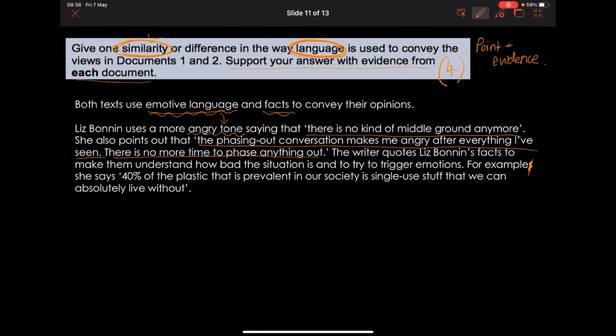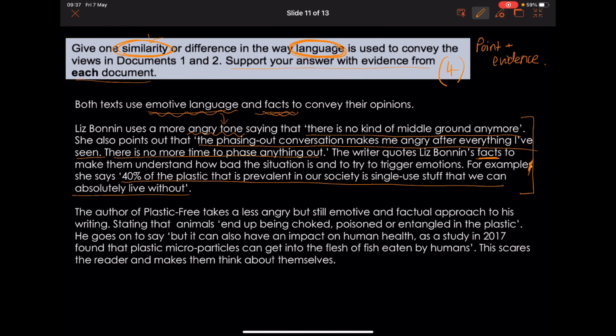The writer quotes Liz Bonin's facts. So we mentioned that at the top, and then again, to make them understand how bad the situation is. So then I've put in an example, 40% of plastic. So that's a fact. So I've used 2 quotes that have given us emotive language and 1 that's given me a fact. So that's quite a lot for the 2 marks, but better safe than sorry. Might as well put more in than not enough.